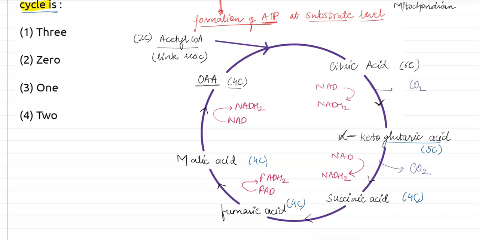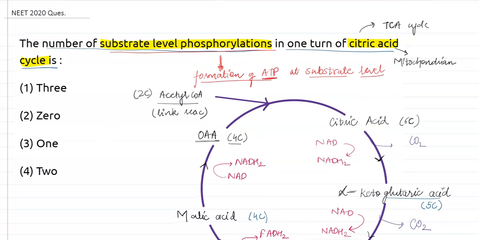Now here a GTP is formed. ठीक है. GTP is similar to ATP and it is formed when energy is released and GDP is converted to GTP. So here we can see that only one substrate level phosphorylation occurs, that is the formation of GTP, and therefore our answer to the question would be the third option, that is 1.